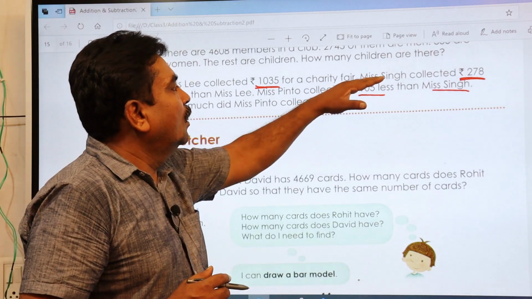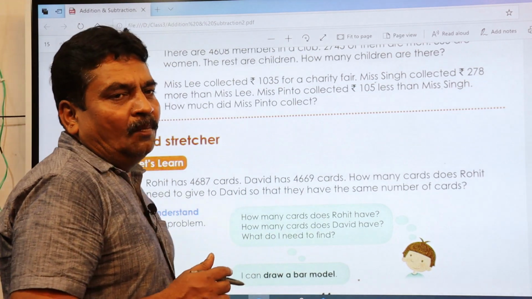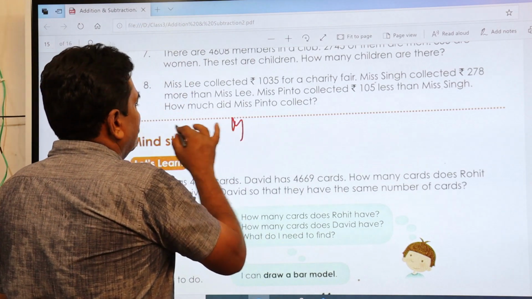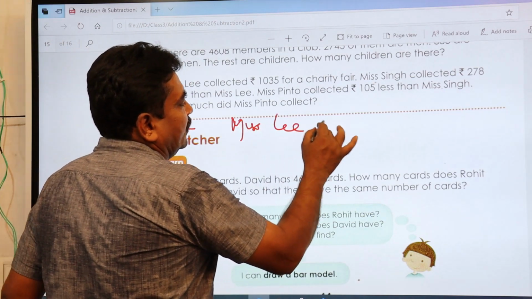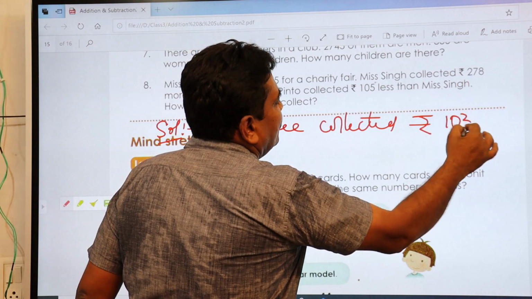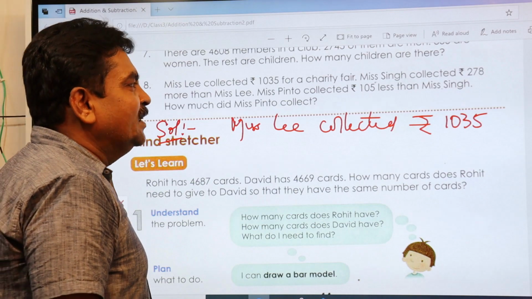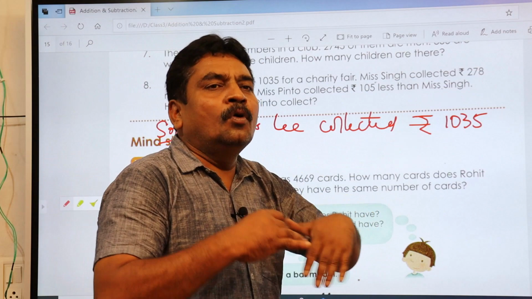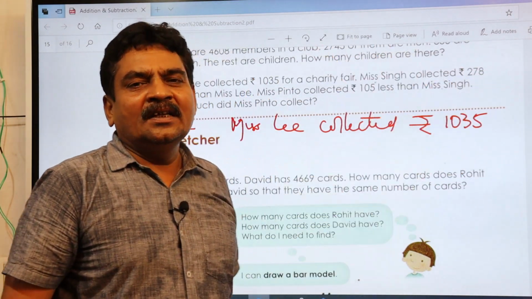So first you have to understand. First we'll do, I'll just explain. You start writing it, I'll explain. How much Miss Lee collected? First you write down solution. Miss Lee collected how much? Rupees 1035. And how much did Miss Singh collect? 278 more than Miss Lee. That is nothing but 278 plus 1035.